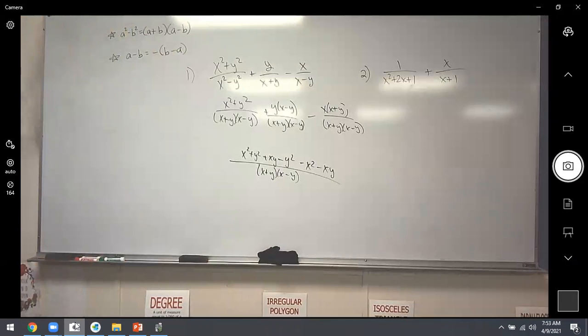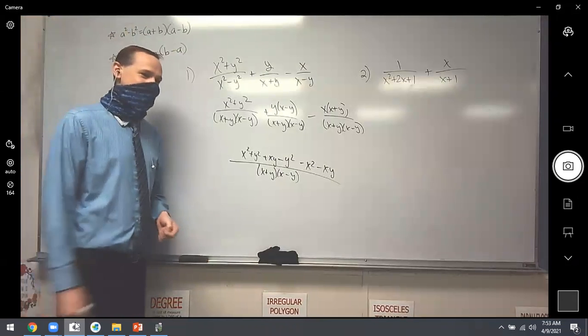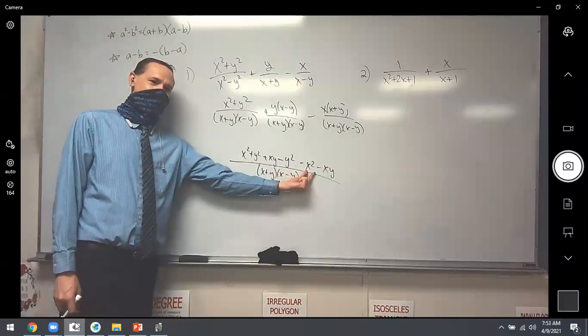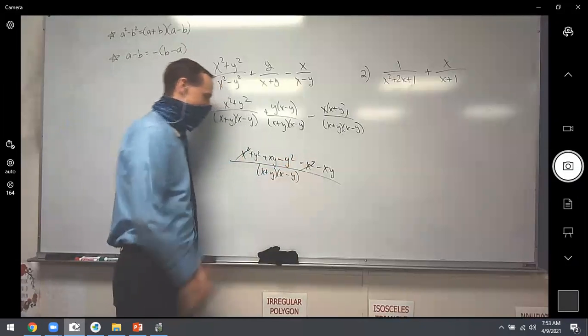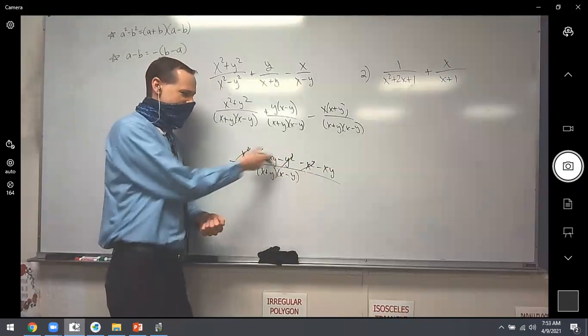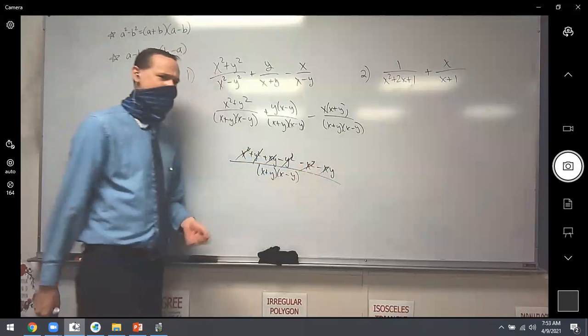Well, shoot, that's kind of cute. Look at this thing. What happens on the top? This is a surprise to me. I didn't know what this problem was going to be. Doesn't this x squared and this x squared cancel? Well, shoot, then that's nothing. And this y squared and this minus y squared cancel, don't they? And this xy and this minus xy cancel. So they all cancel out.